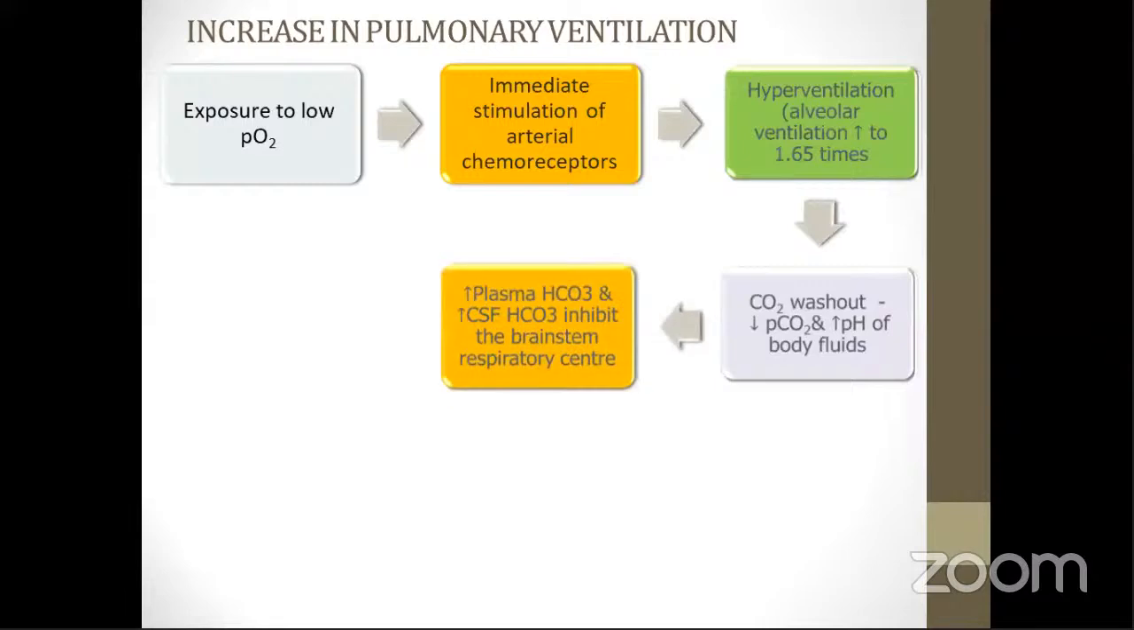Okay, and what happens next? When there is an increase in pH, that is causing increased plasma bicarbonate and increased CSF bicarbonate, which will inhibit the brainstem respiratory center. So what was the first response? There is an increase in ventilation due to decreased partial pressure of oxygen, or hypoxia. Hypoxia stimulates chemoreceptors and produces hyperventilation. But after that, when there is hyperventilation, what will happen? The carbon dioxide is washed out, and that will increase the pH of the body fluids, and that will cause an increase in bicarbonate level, which will inhibit the brainstem respiratory center.